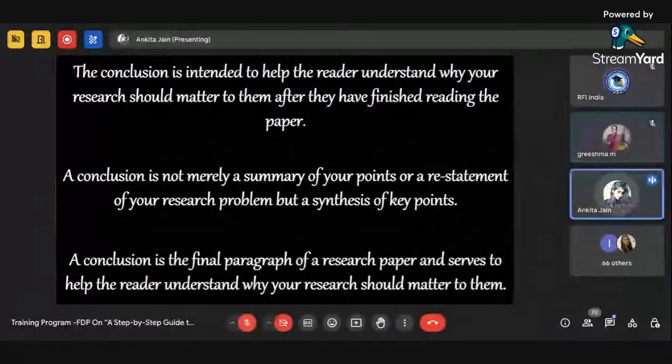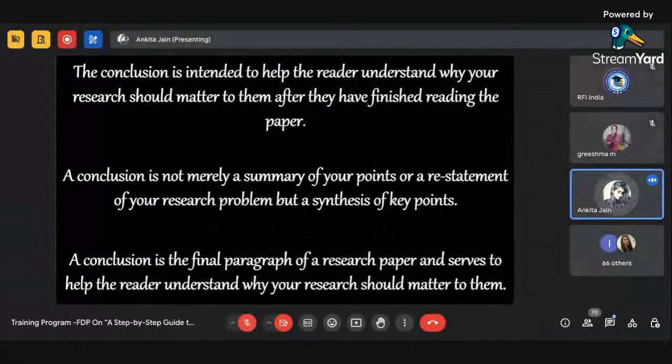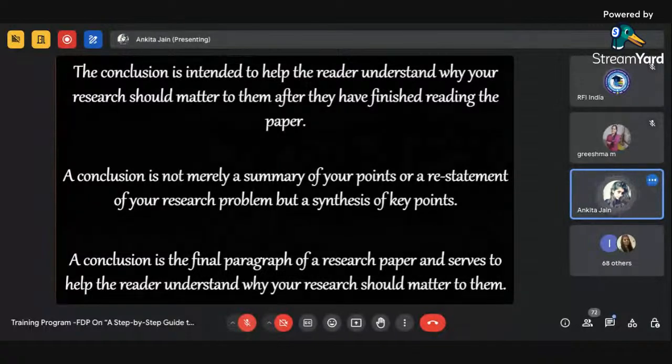The conclusion is intended to help the reader or researcher understand why your research should matter to them after they have finished reading the paper. So ultimately, the conclusion and summary is the part of your paper where you can see the gist of the paper: what you have done, what you have concluded, what your objectives were and how those objectives were satisfied by your work.